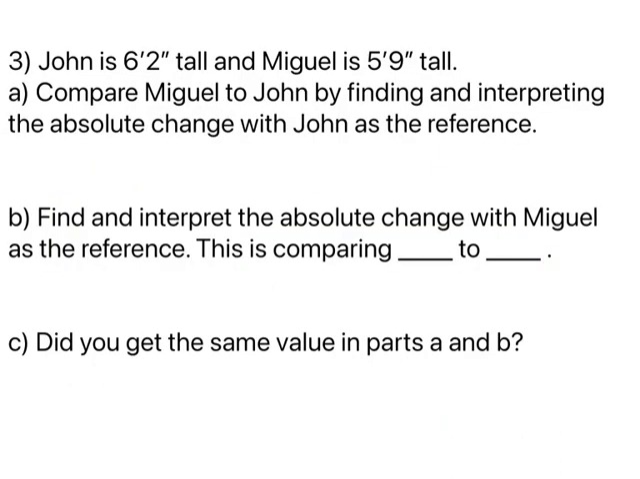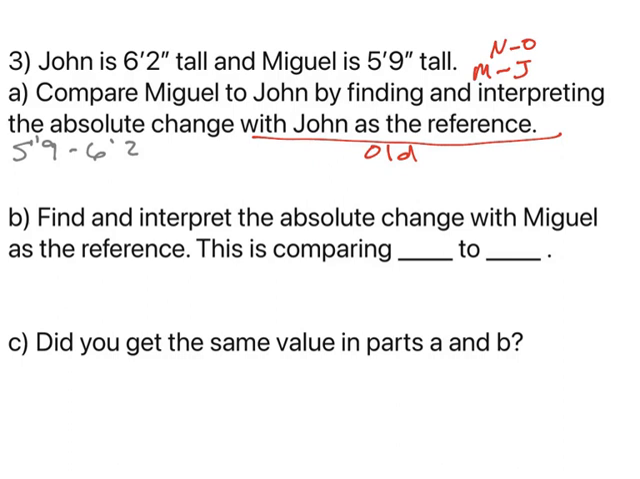And our last one here, John is 6'2" and Miguel's 5'9". Compare Miguel to John by finding and interpreting the absolute change with John as the reference. So remember that reference means old. So if we say new minus old, that means we're taking Miguel minus John. Okay, so Miguel is 5'9", subtract John, that's 6'2".